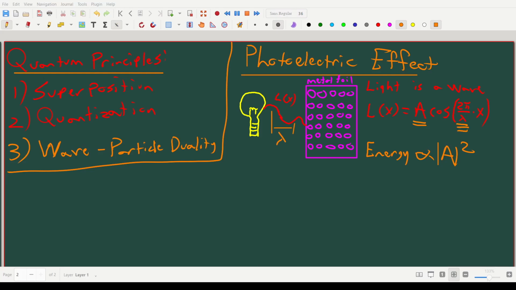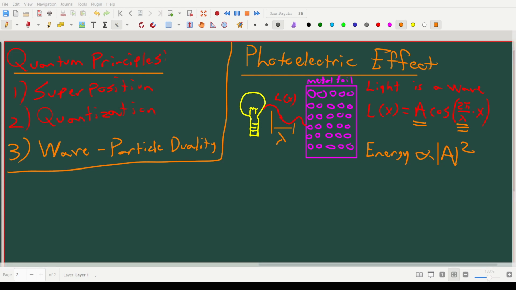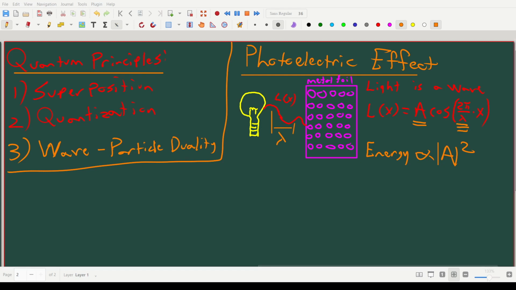Okay, so let's think classically about this for a little bit. The energy of our wave, this is what Maxwell tells us is proportional to the amplitude of the wave. And what do we observe when we shine light at this? Well, if you shine light with a sufficient amount of energy, it kicks electrons off. So when you shine light, electrons come out of the metal.